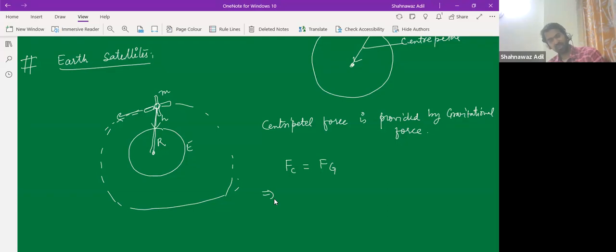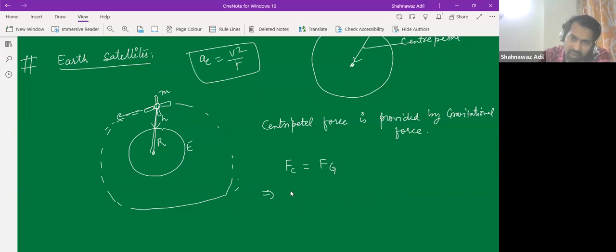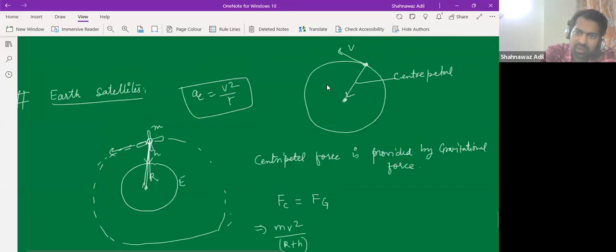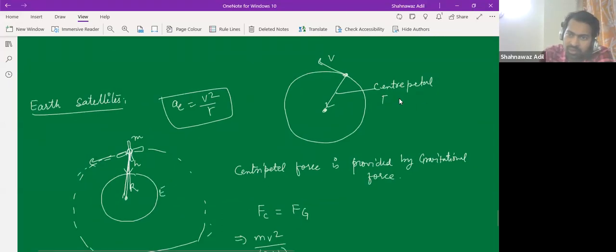Guys, please revise uniform circular motion. This thing, centripetal acceleration, we should always remember. So this is mv square by whatever the distance is, so r plus h. Is this clear? So centripetal force is mv square by (r plus h), and that is the centripetal force.